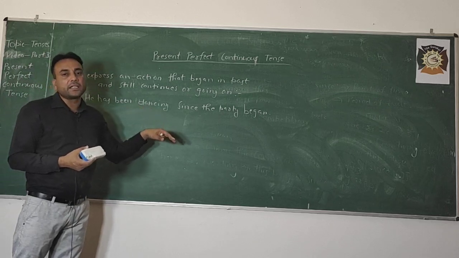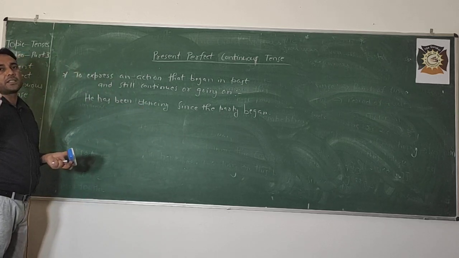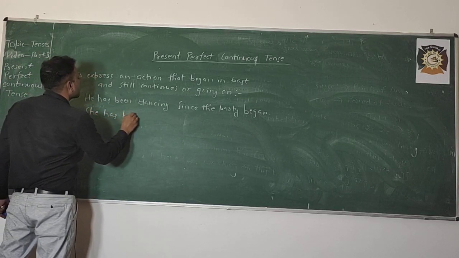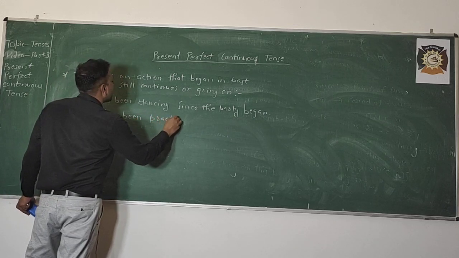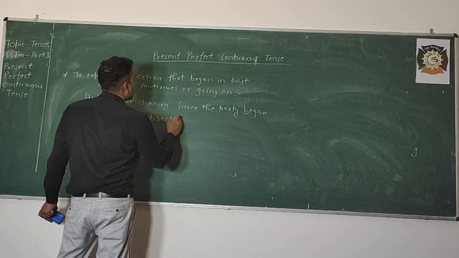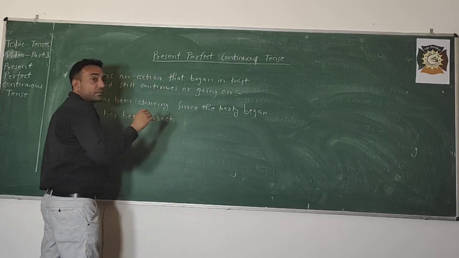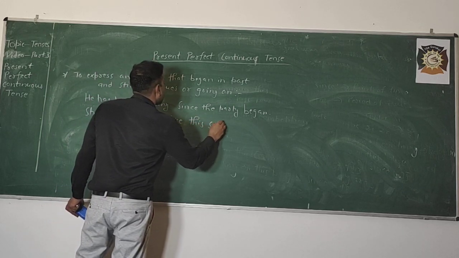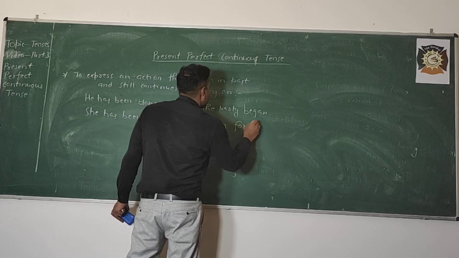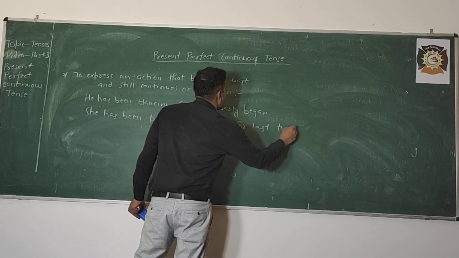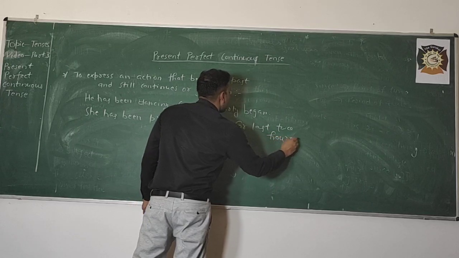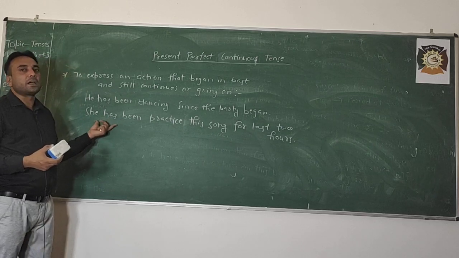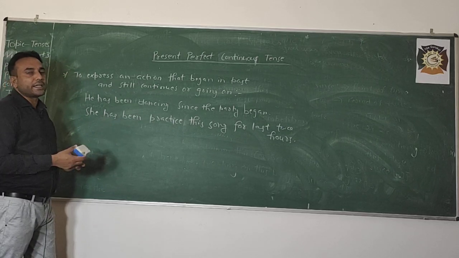So he has been dancing, still he is dancing. And she has been practicing, not participating. She has been practicing this song for the last 2 hours. 2 hours means the action started somewhere in the past and it is still going on. It has been raining since morning.